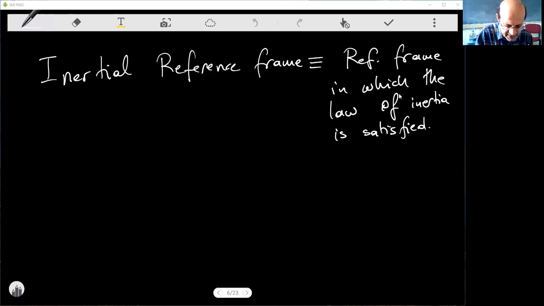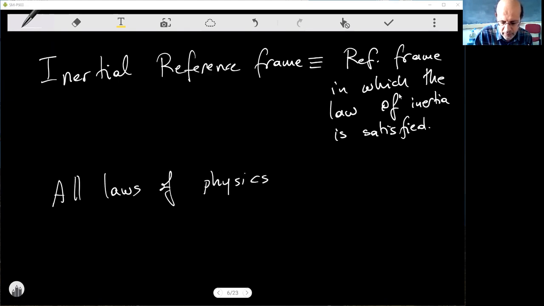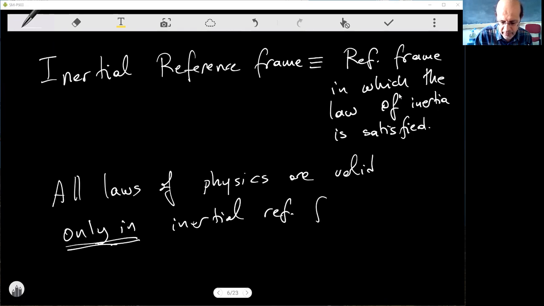So let's just say it like this: all laws of physics are valid only in inertial reference frames. The first law is an example of a law of physics that's valid only in inertial reference frames, and we are going to see that the second law is also. There are some other laws as well that I'm not going to mention, for example the motion of the light rays, and things like that. These are only valid in inertial reference frames.